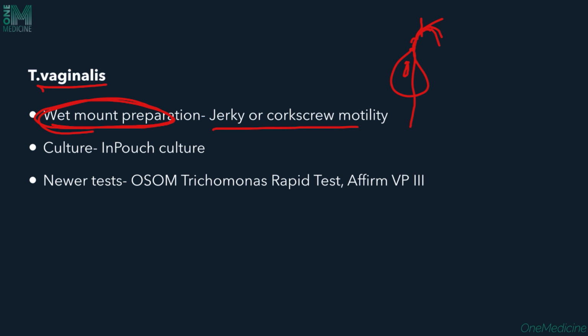So that is the corkscrew or jerky motility that the organism shows. And if you want to do culture, then in-pouch culture can be done. Other newer tests are OSOM Trichomonas rapid test and Affirm VP3 tests. These are not usually done. Wet mount is what is preferred, and in that you can see the jerky motility of the organism.